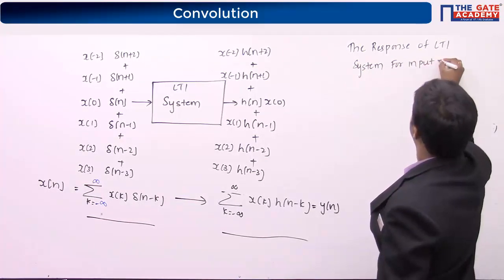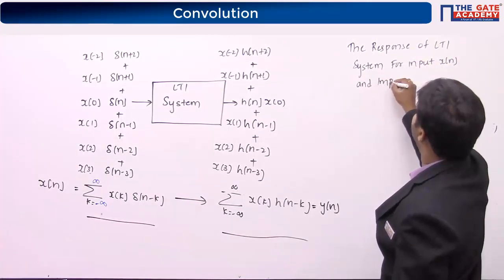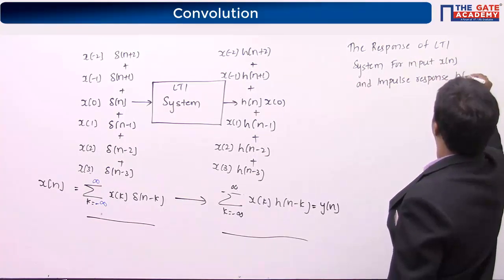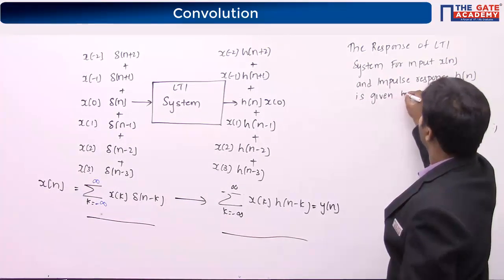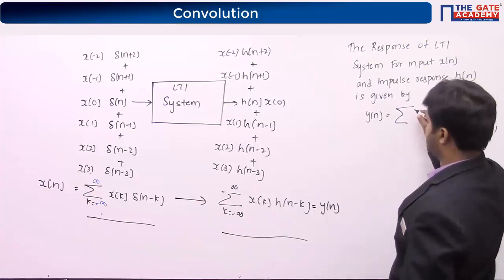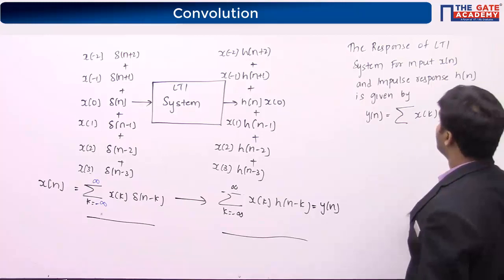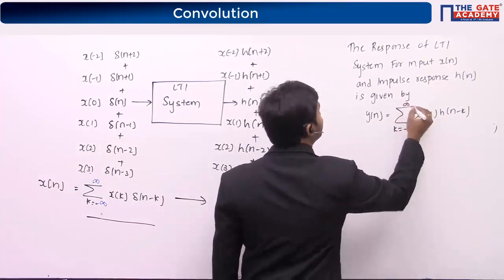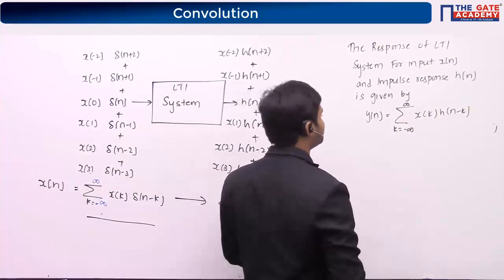for input x of n and impulse response h of n, is given by y of n equal to summation x of k into h of n minus k, where the value of k is changing from minus infinity to infinity.